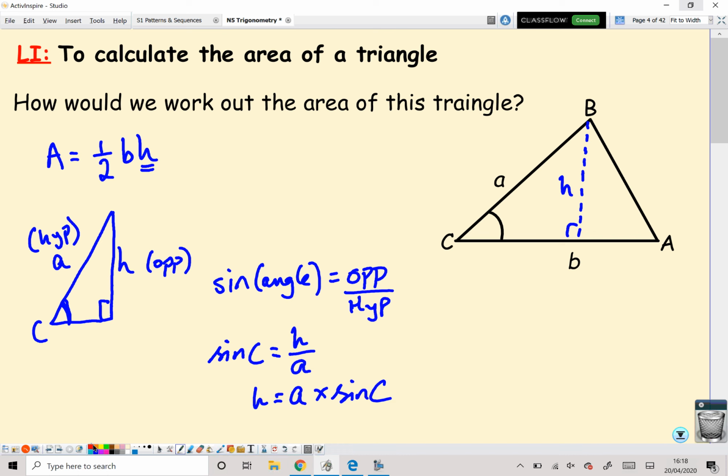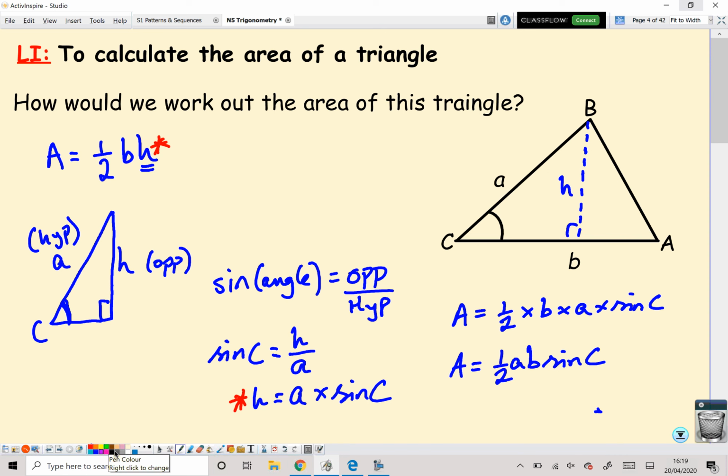So that there is my replacement for H. So what does that get us? Well, that gets us the area is equal to a half times the base times, now instead of H, we're going to put A times sine C. And then to tidy it all up, we'll get it written nice and neatly, no times signs, we'll get the letters in the right order, so we'll have a half AB sine C.